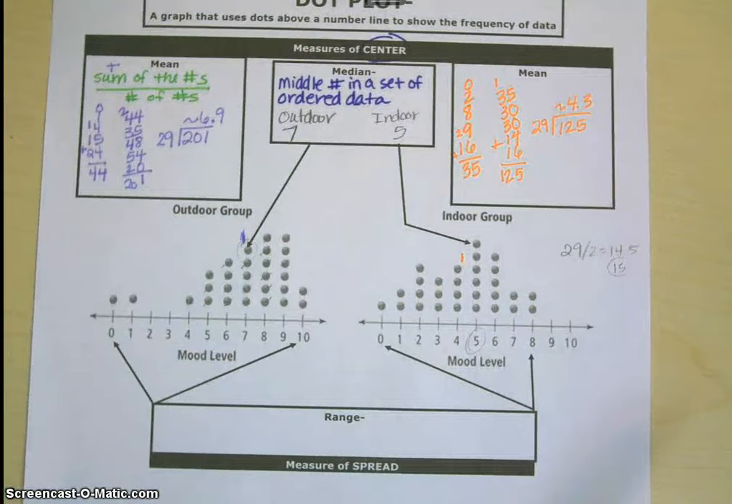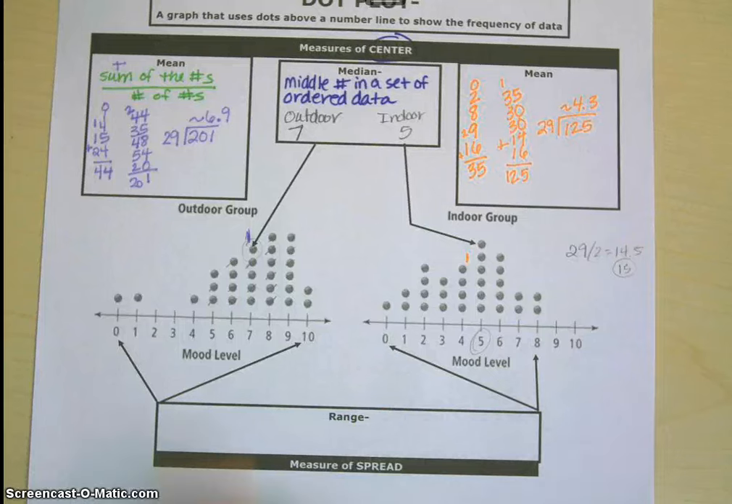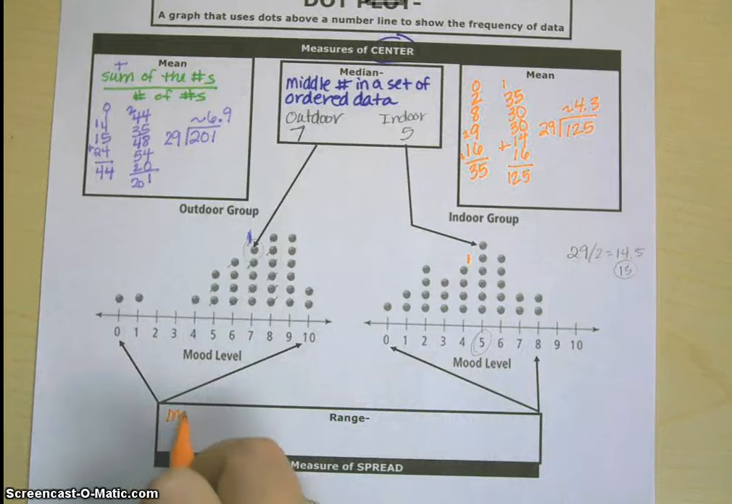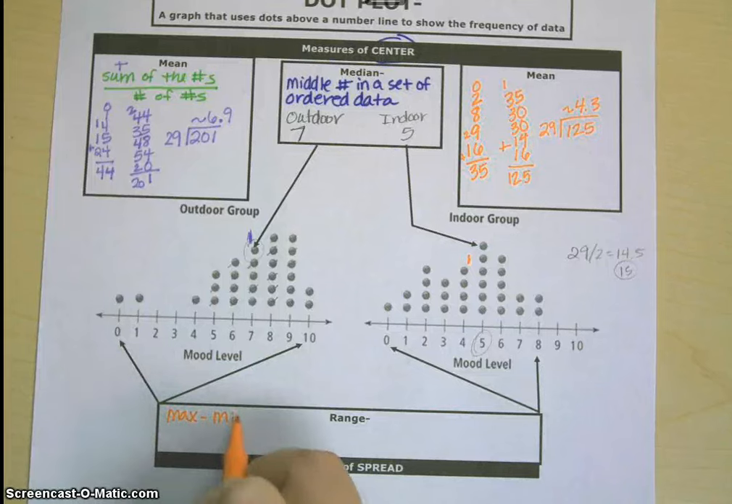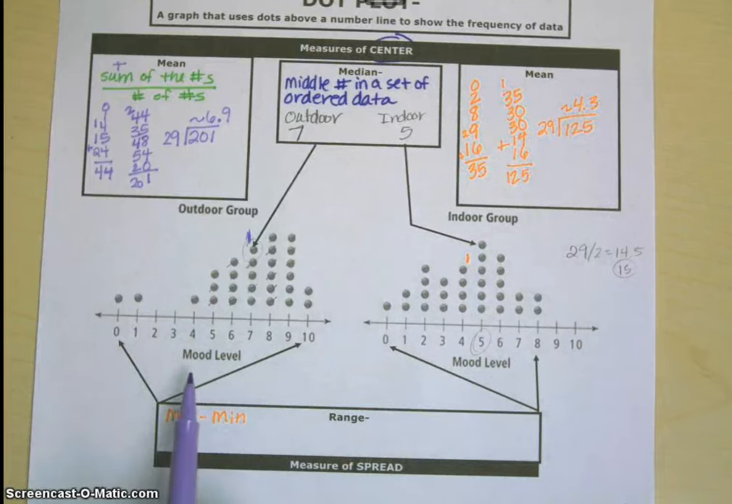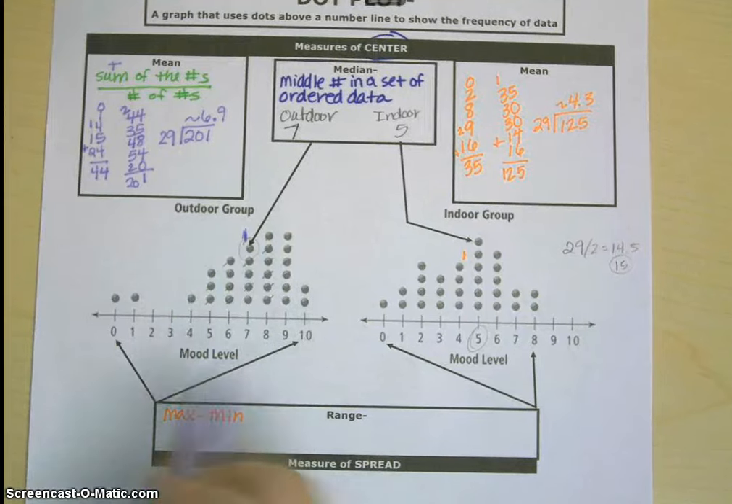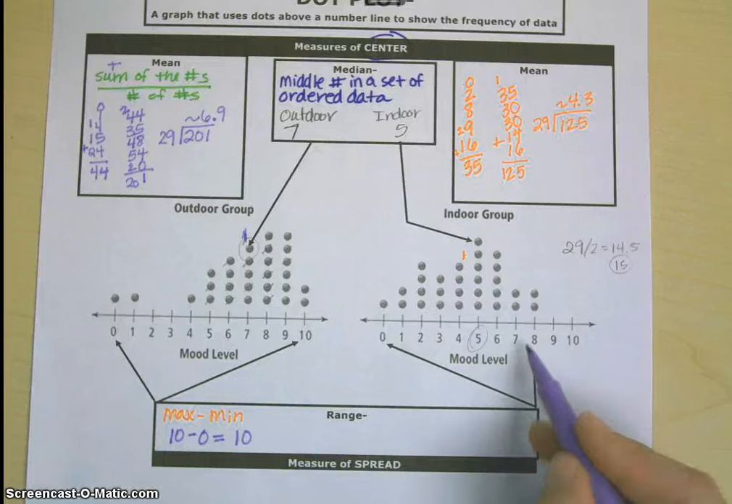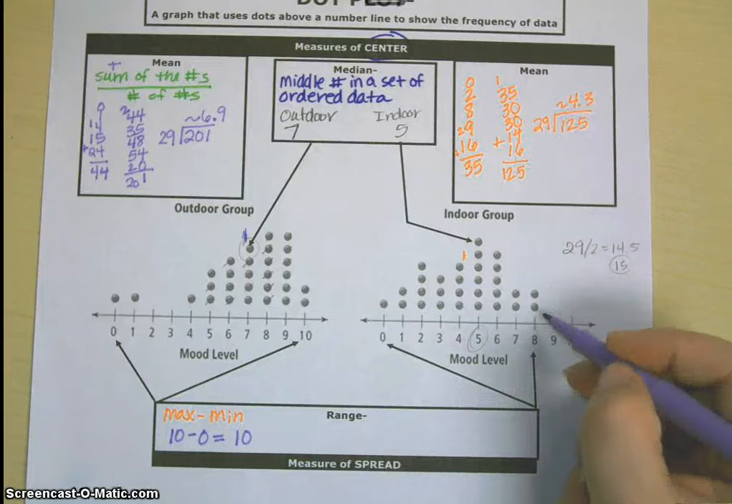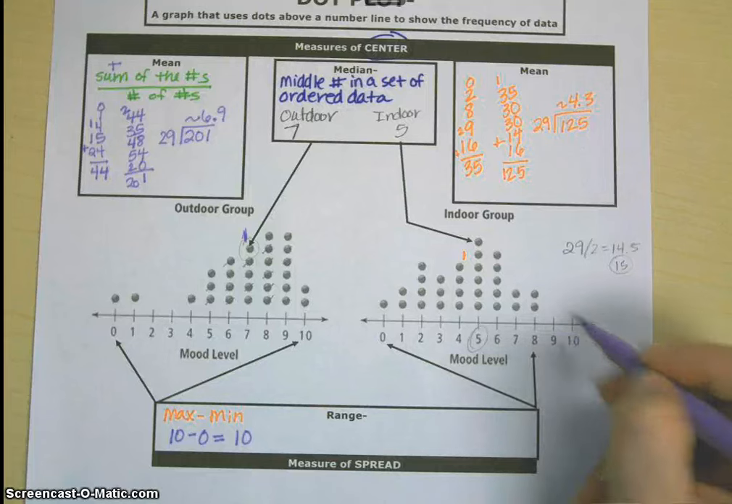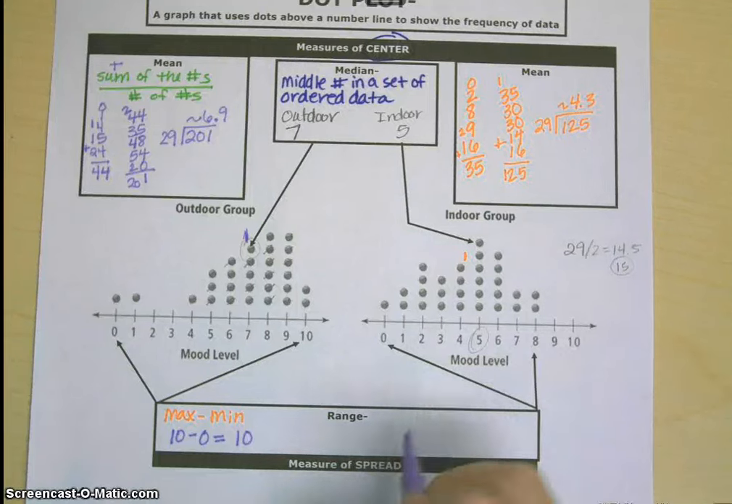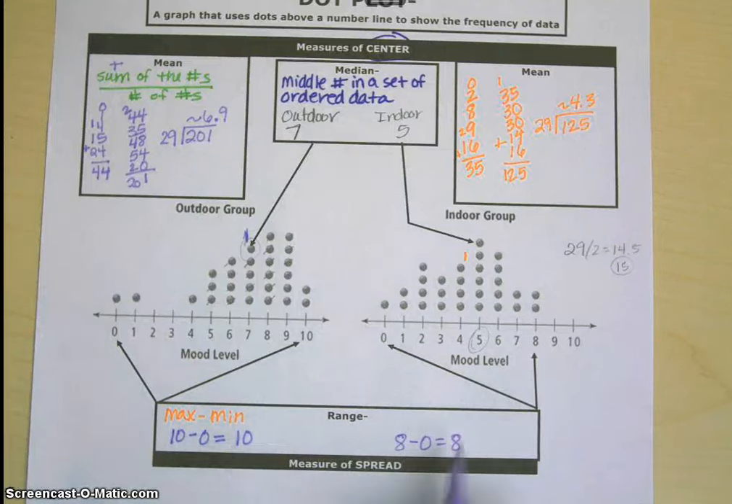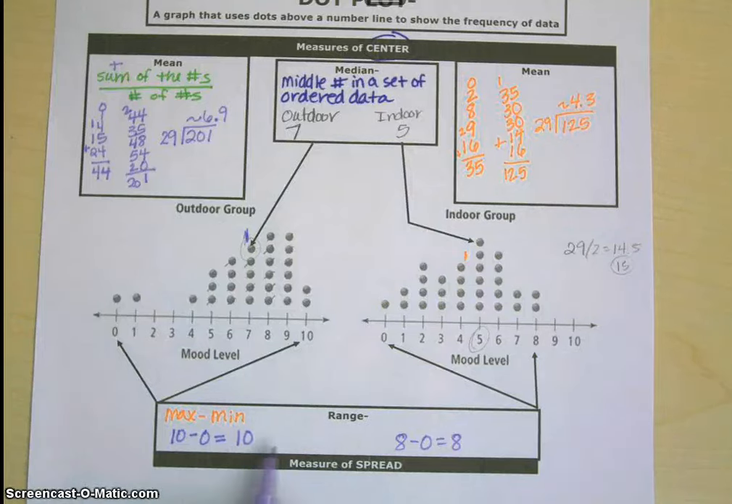Now we're going to come down here for the range. Remember, range is you subtract the maximum minus the minimum. So in the outdoor group, our maximum is 10 minus our minimum, which is 0. So the range is 10 for our outdoor group. Over here, our maximum is 8. Remember, it's the largest data point, not the largest number on the graph, but the largest data point. So 8 minus 0 equals 8. So we have a range of 10 and a range of 8. So obviously, the outdoor group has a larger range.